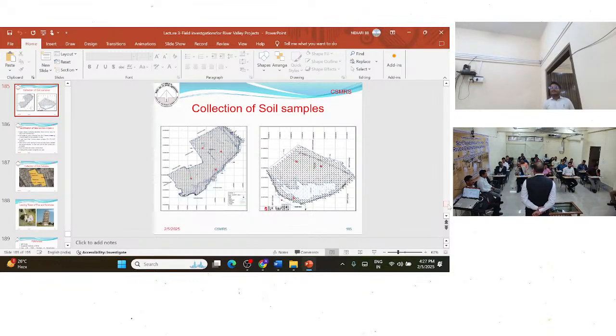How many people have heard about the SPT? You. ECPT? Not heard. Good. But at least you should know that. I have done the packer test. The packer test is for permeability. Where have you done it? In Sumajiri and Tulsi. Okay.